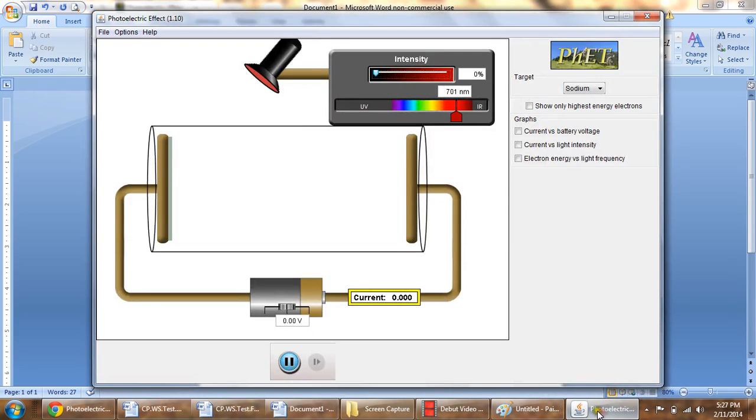So what I'm going to do is run a virtual lab, and I'm doing this virtually for a few reasons, which I'll explain in a minute. This applet has a battery. We're going to ignore that, but we do care about the current.